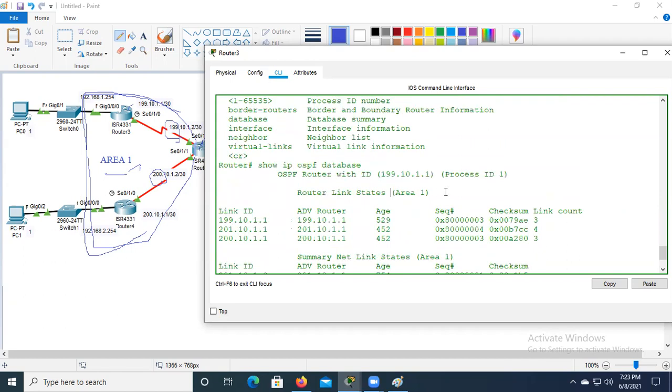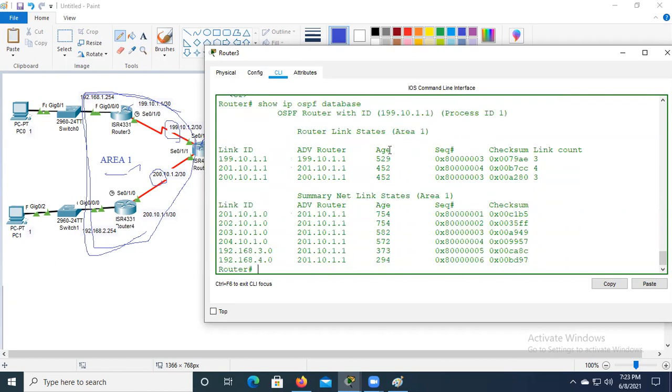There is some area 1. The routes are coming from area 1. There are summary network LSAs there, and there is a router LSA. A router LSA means the route is coming from the same area, which is 200, 201. But these 192.168.3.0 and 4.0 are not router LSAs. They are summary LSAs, which is done by the ABR. Which one? LSA 3. Network LSA.